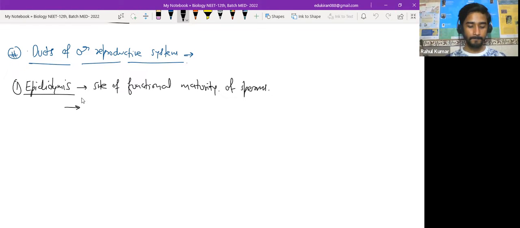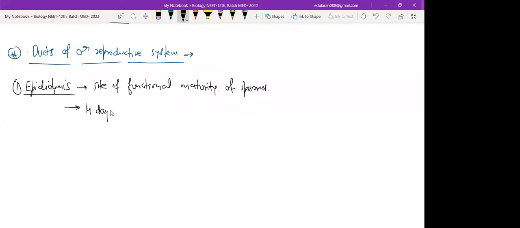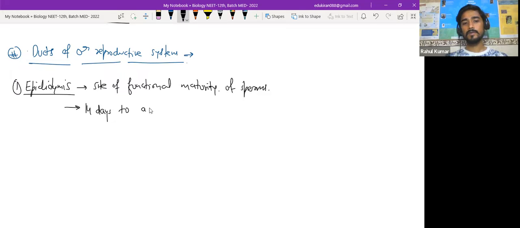where they acquire motility and viability. Viability is simply the ability of the sperms to fertilize an ovum. It has many factors associated with it. Do you understand the 14-day camp? Yes, sir. Okay, so they spend 14 days to acquire motility and viability. That is the importance of epididymis.